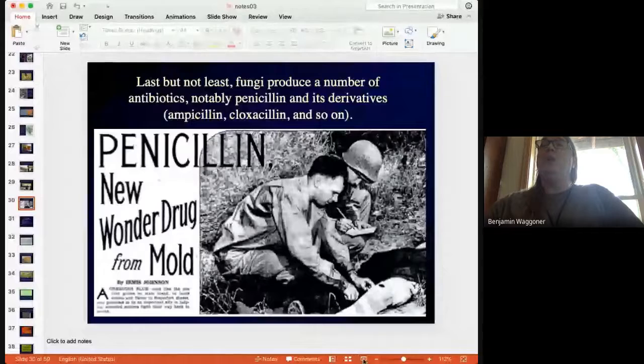I don't have any particular show and tell for you for this part of the lecture, but you can pretty much go outside and do your own show and tell with the next eukaryote group I want to talk about, and that is, of course, the plants.